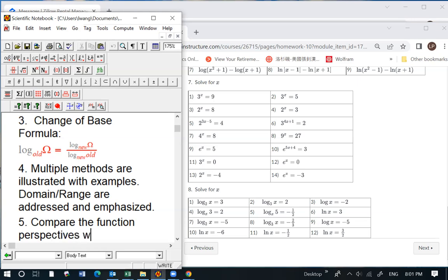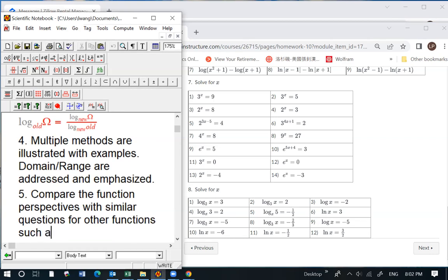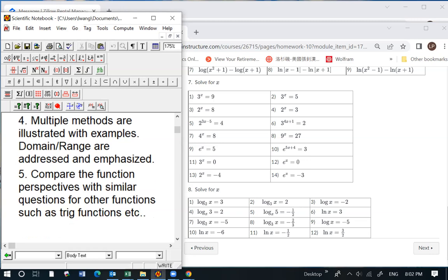Function perspectives with the same, with similar questions for other functions, such as trig functions, etc. Okay, the function method we address here is often not talked about by textbooks for an understandable reason.